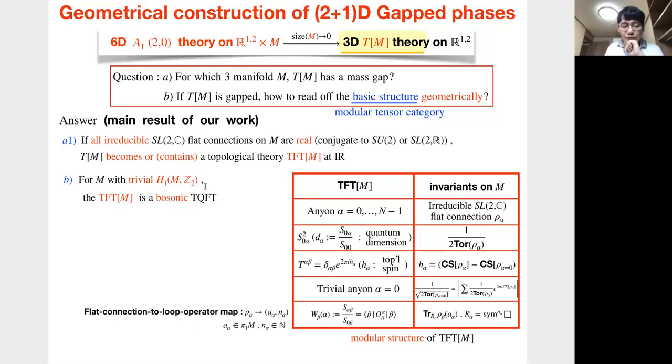This topological field theory, the basic structure of the topological field theory is determined by the modular tensor categories. And one subset of information of the modular tensor category is encoded in the so-called modular structure of a topological space, which is basically some S and T matrices. And this is a dictionary to obtain this modular structure of this topological space from the geometric side.